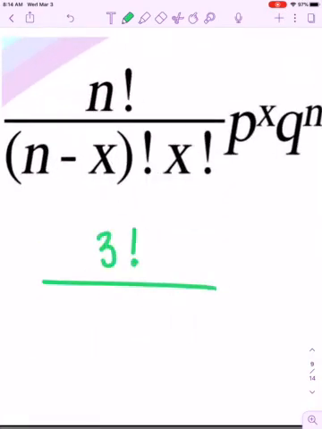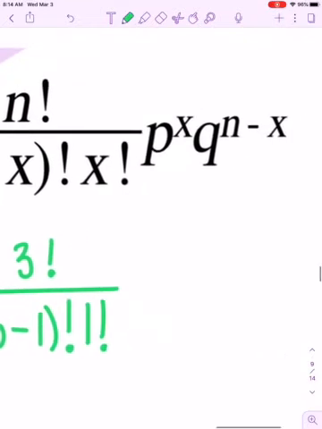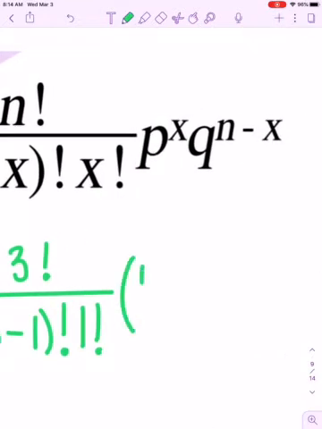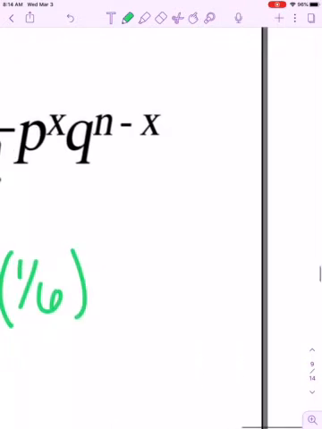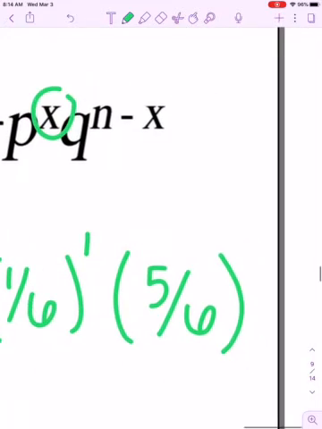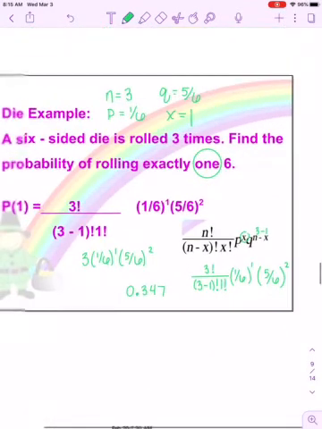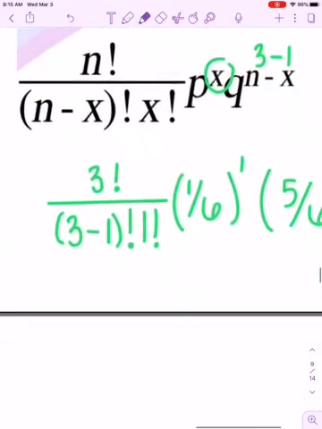Okay? We just said N is 3, so I just fill them in. 3 factorial over, and again, it's 3 minus, I want 1 successful trial, another 1 with a factorial. My probability of success is 1 out of 6. My probability of failure is 5 out of 6. I just had to fill in those exponents. My X is 1. My N is 3, so 3 minus 1 is 2. Okay? Looks way worse than it is. So that's where all those numbers came from.